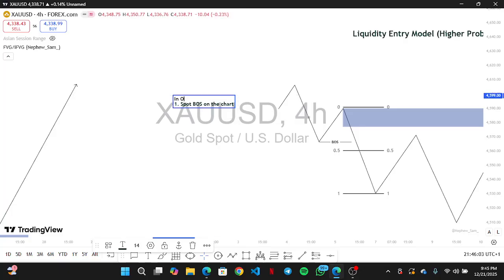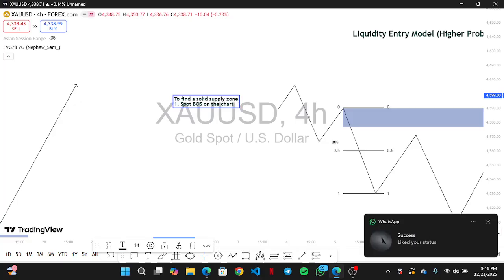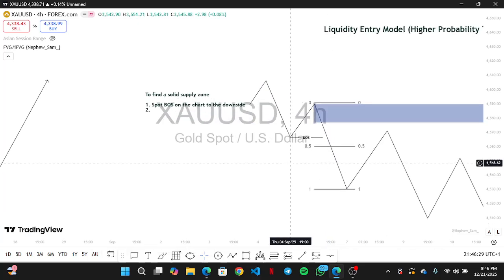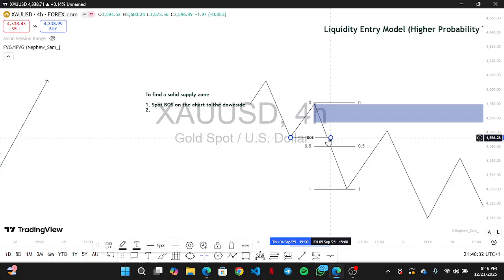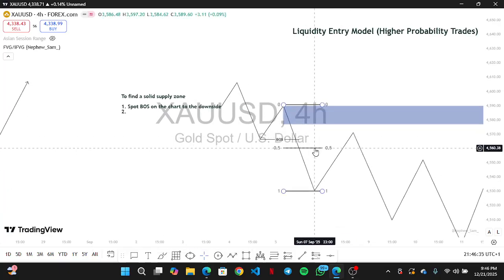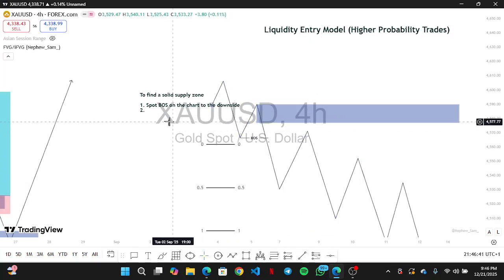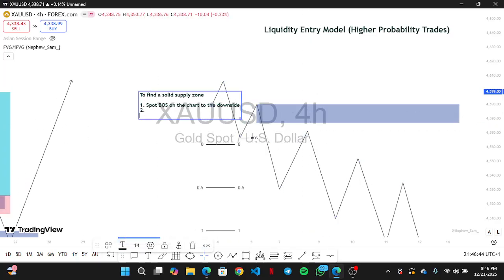To find a solid supply zone, first, spot a break of structure on the chart to the downside. Yeah, that's the first thing to do. Now, whenever there's a break of structure to the downside here, you have only one step completed, which is the first step. The second step you need to do now is to mark your premium and discount level.